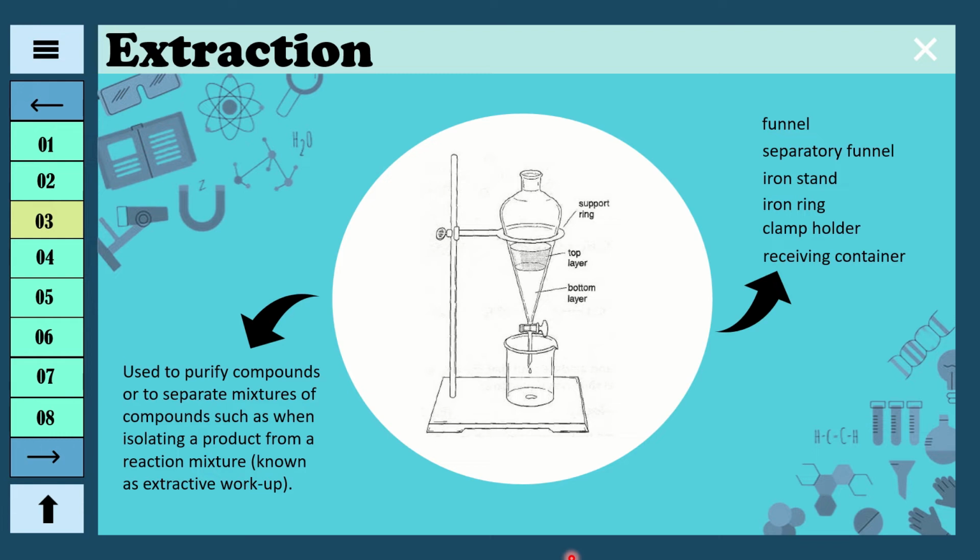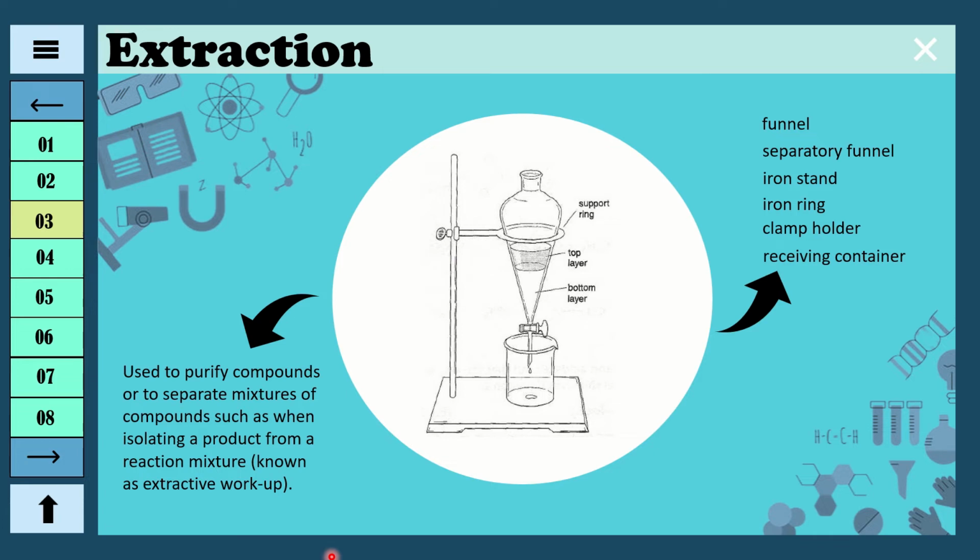To do this technique, first you have to place a separatory funnel in an iron ring supported by a clamp holder with its iron stand. There are some iron rings in which the end has a screw that can be clamped in the iron stand directly, just like in our picture, so no need to use the clamp holder.